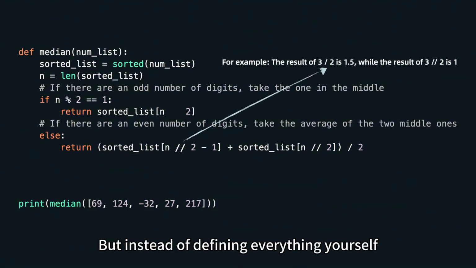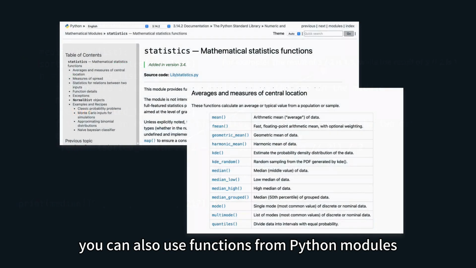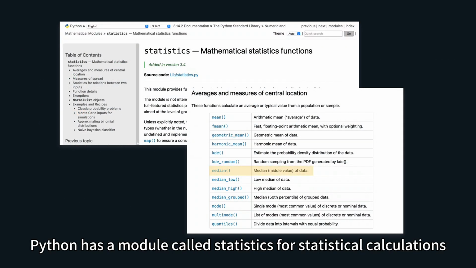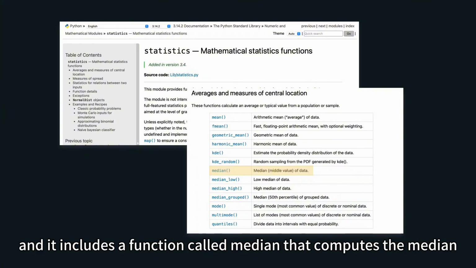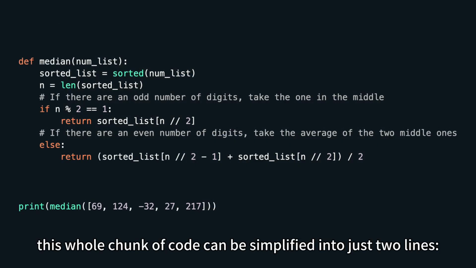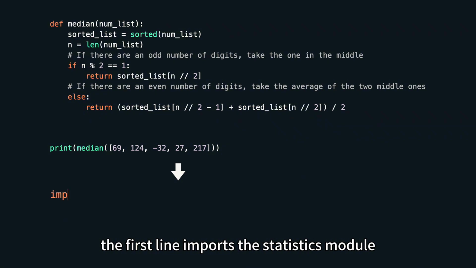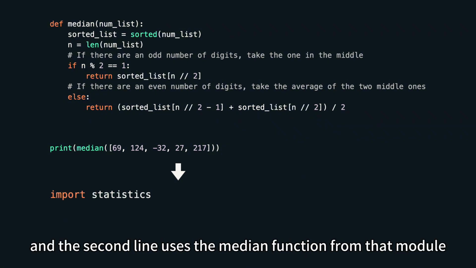But instead of defining everything yourself, you can also use functions from Python modules. For example, Python has a module called statistics for statistical calculations, and it includes a function called median that computes the median. As a result, this whole chunk of code can be simplified into just 2 lines. The first line imports the statistics module, and the second line uses the median function from that module.